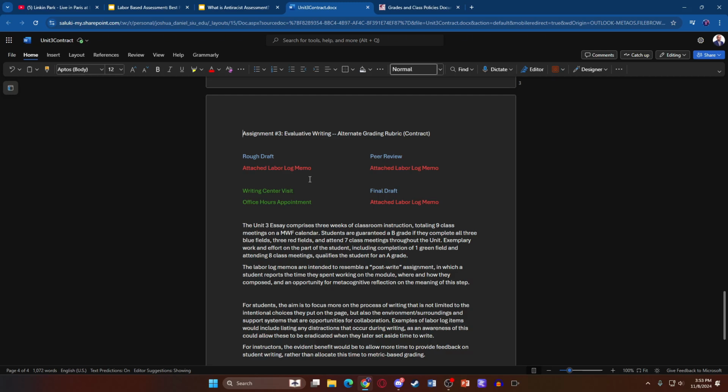I mean, the blue fields, so completing the rough draft, a peer review, and a final draft, I basically consider it has to be a Met requirement. They have to do that. A lot of the labor that goes into that assignment is often going to be reflected in the labor log memo. But if they're not meeting the conditions of these fields, then yeah, it could drop them down below a B to a C, and then we would maybe be relying more on traditional metrics there.